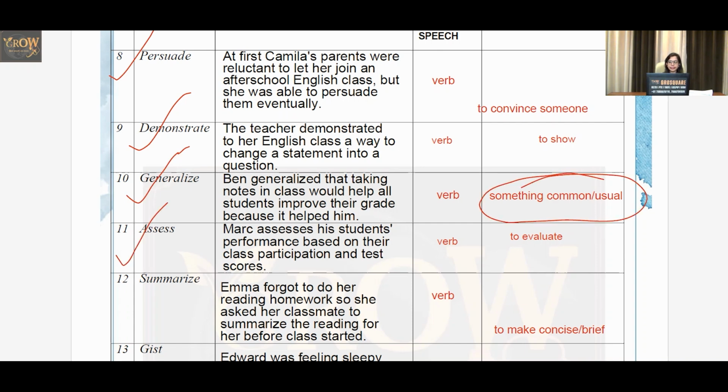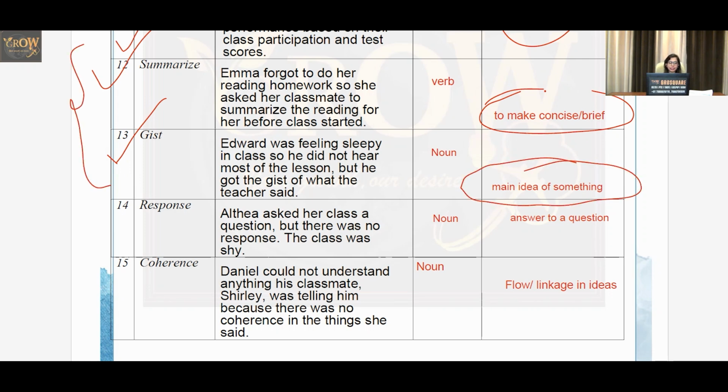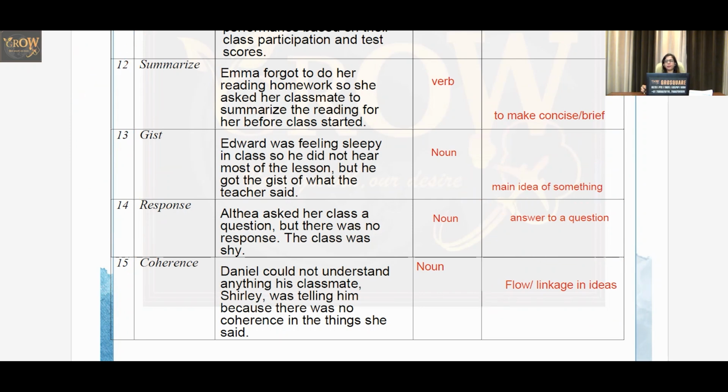11th is assess, that means to evaluate. Okay. If we move towards the next part, this means summarize, 12th one. That means to make concise or brief. Okay. Next is gist. Now, gist and summarize can be used as synonyms. Okay. So this means the main idea of something. Response. That means answer to a question, and coherence, last one. That means the flow or linkage in your ideas. With this, we have covered all of our 15 vocabulary words related to classroom vocabulary in detail.